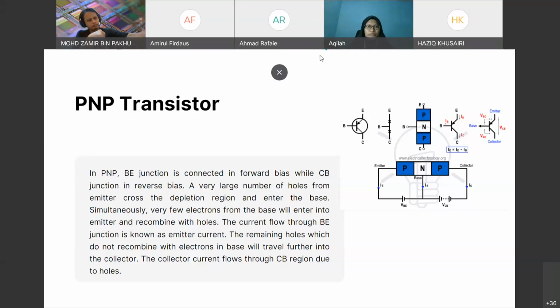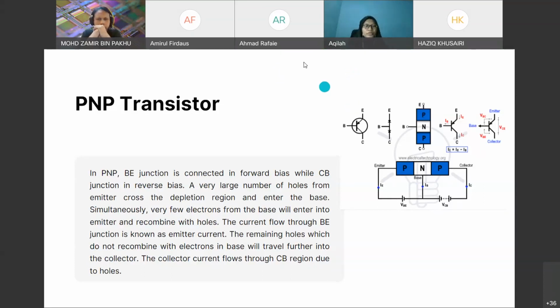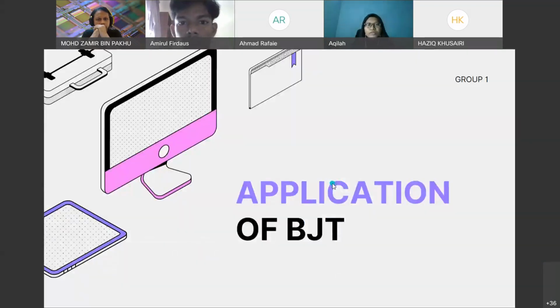The current flow through the BE junction is known as the emitter current. The remaining holes which do not recombine with electrons in the base will travel further into the collector. The collector current flows through the CB junction due to the holes. Okay. Next, I will pass the phone to talk about applications of BJT.